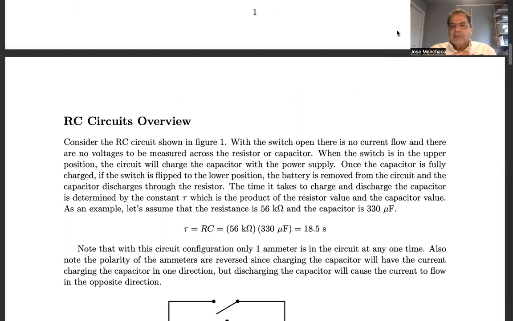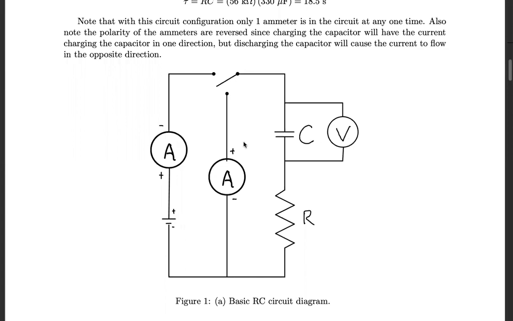I can probably dismiss this since you don't need to see me, you just need to see the text. Okay, consider this RC circuit. Here I've changed it a little bit from the last time. I put 2 meters, and 2 meters are only needed if you're using a multimeter that is not bidirectional. If it is, you only need this one.